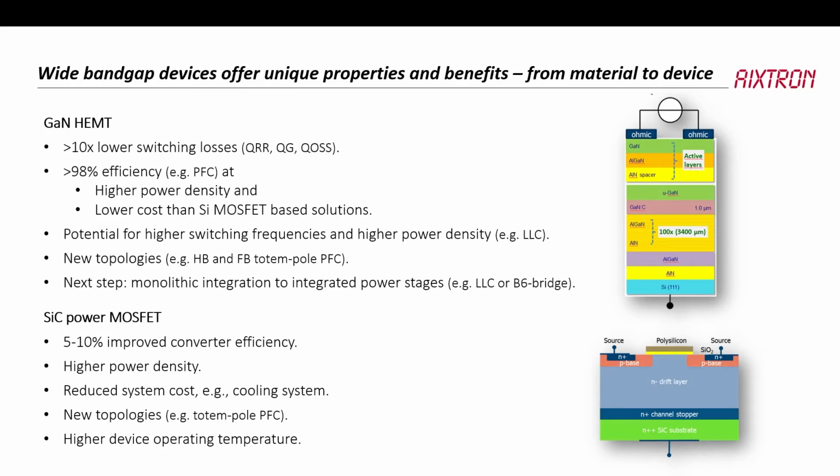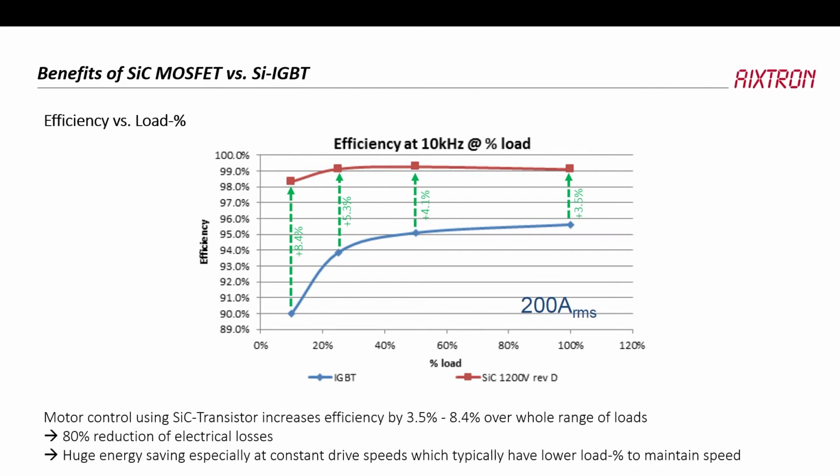Okay, I skip this page and I go to this one. This is just as an illustration. It's a bit older, but I think the general idea still holds. This is a comparison between a silicon IGBT and a silicon carbide power transistor, and interesting here is the efficiency over the percentage of load. When we have the spec load at 100%, the IGBT doesn't really perform that badly, so it comes quite close to the performance of the silicon carbide.